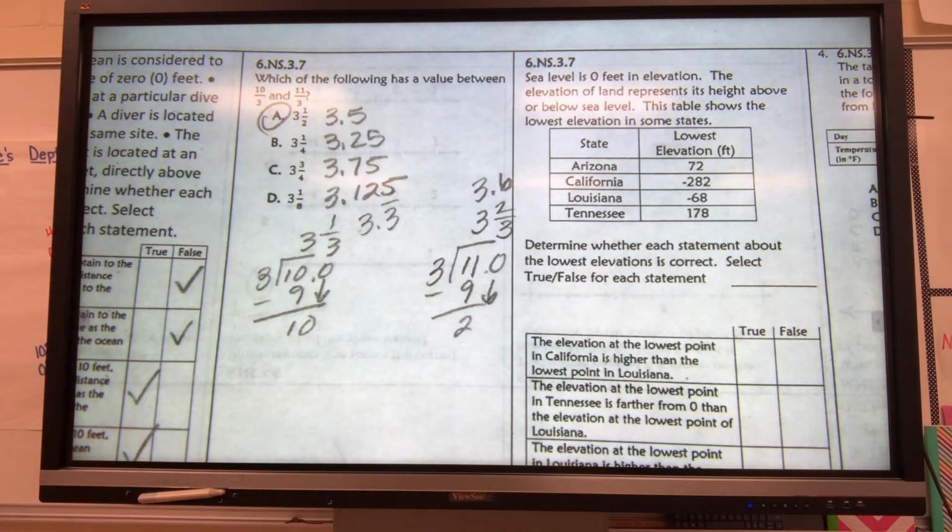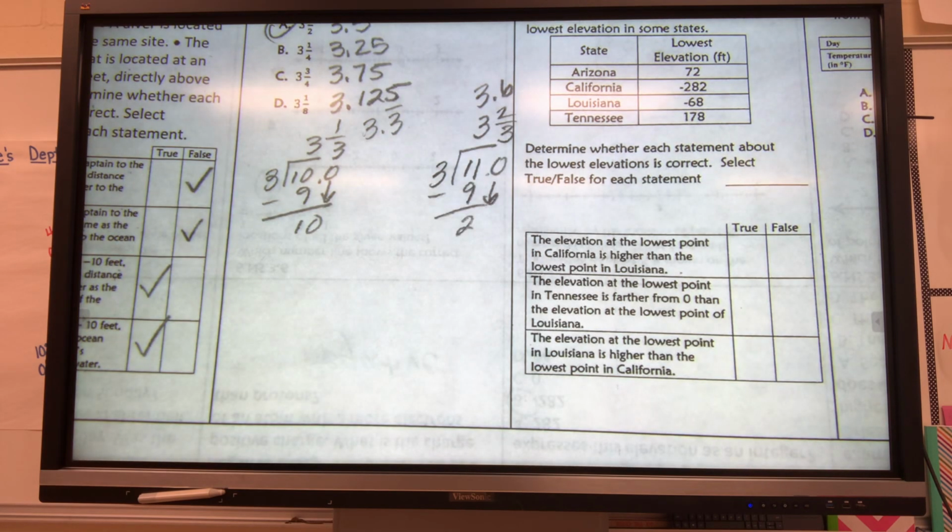Sea level is 0 feet in elevation. The elevation of land represents its height above sea level. The table shows the lowest elevation in some states. Determine whether each statement about the lowest elevation is correct. Select true or false for each statement.